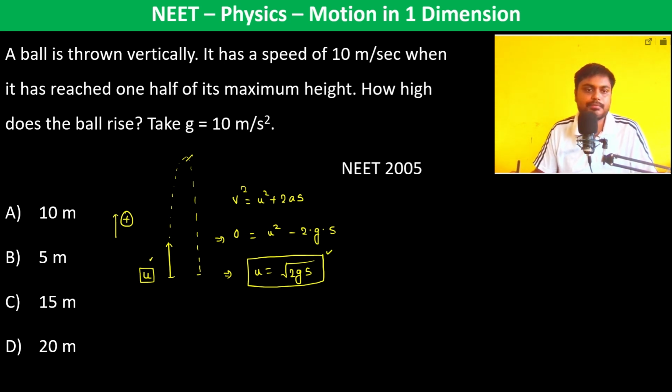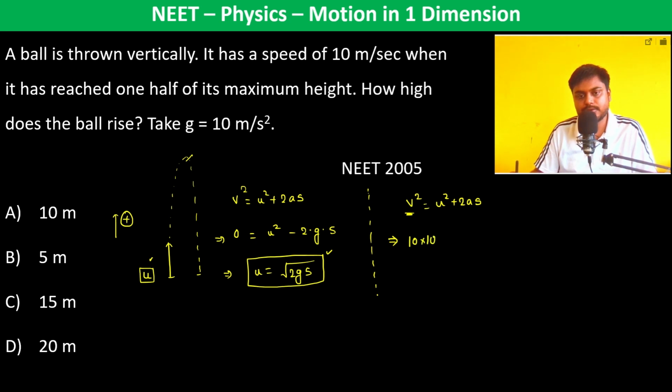Now when it is at half of its maximum height, the speed is 10 meters per second. So we can do this. Again we do v square equals u square plus 2 into a into s. Now here the final velocity is 10, so 10 into 10 is equal to u square plus 2 into minus g, and here s becomes s by 2.